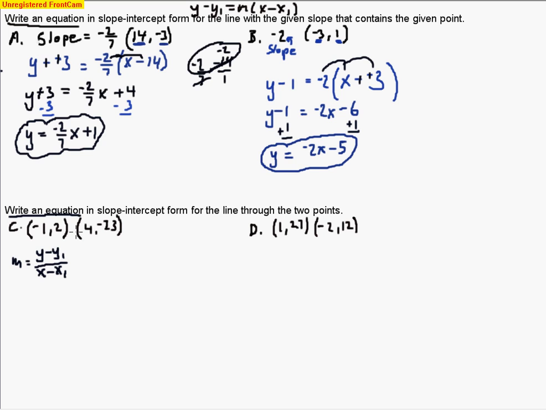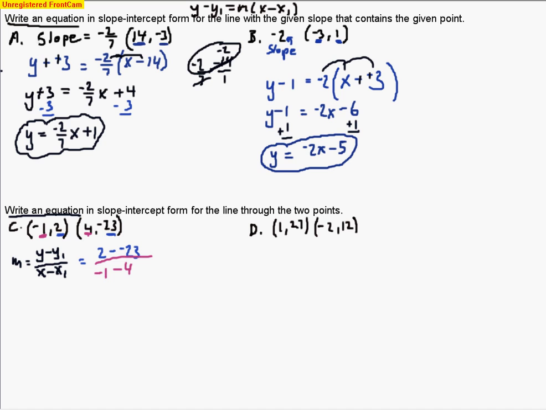So let's try it. Let's take our y values, 2 and negative 23. Those go on top. 2 minus negative 23. The common mistake is people will forget to write the minus sign and just do 2 minus 23. But whatever sign is in front of the term, make sure you bring it down with the problem. Then we take our x values, negative 1 and 4. So down below we're going to have negative 1 minus 4.